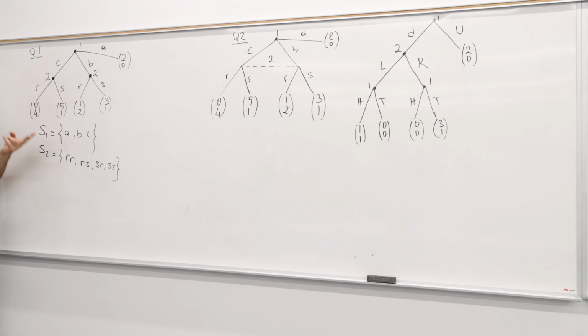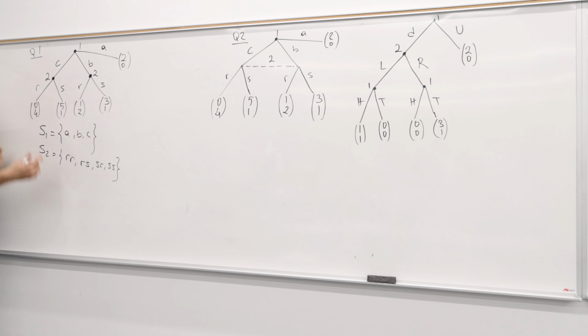Well, why is that? Because player 2 has 2 decision nodes, and the strategy must assign an action at each decision node. So the first one corresponds to his action in the first decision node, and the second corresponds to his action in the second decision node. So RR means R here, RS means R here, S here, and so on. Very good. So these are the strategies of player 1 and 2.